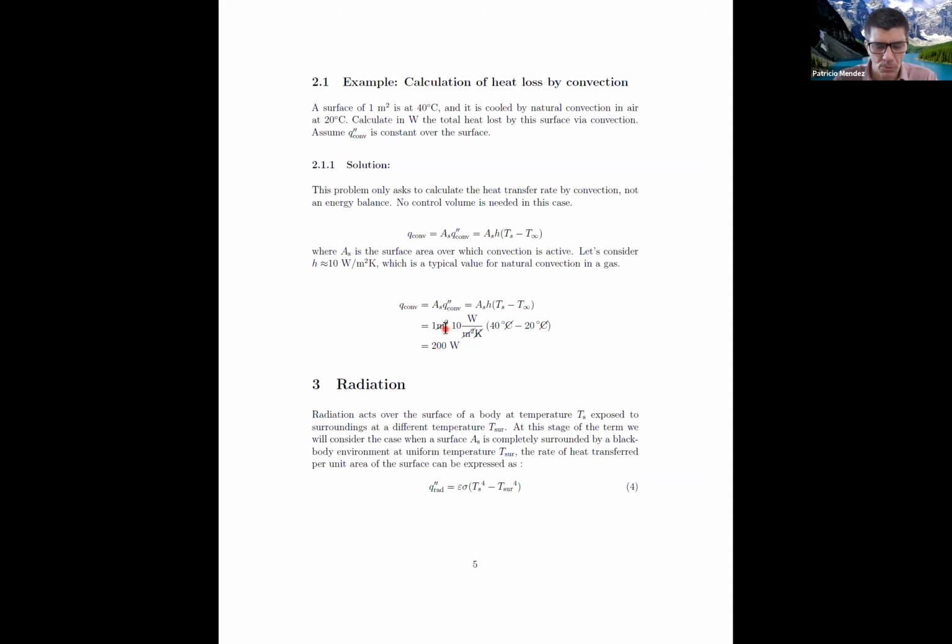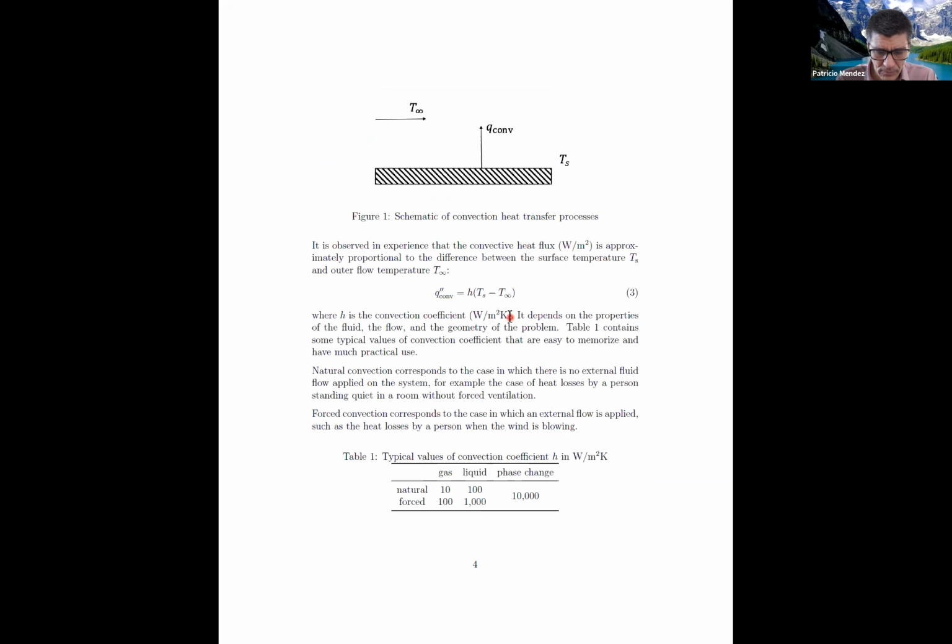You might also wonder why we didn't do a control volume and why we didn't write an energy balance in this case. We didn't because we were not asked to. In this case, it says, given this heat transfer mechanism, what is the rate? And here I have it. Something I forgot to mention in this equation number 3.